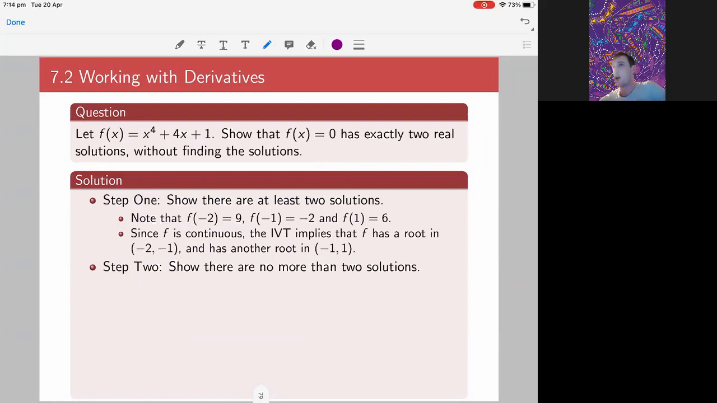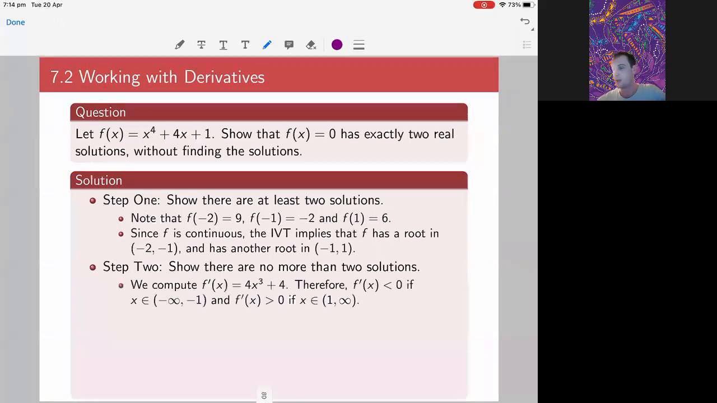So as I said, we're going to be using the mean value theorem. Mean value theorem concerns differentiable functions. And so therefore, in order to use the mean value theorem, we have to compute the derivative. This is not too difficult because this is a polynomial. We just got to use the power laws. So we compute the derivative and find that f prime of x equals 4x cubed plus 4.